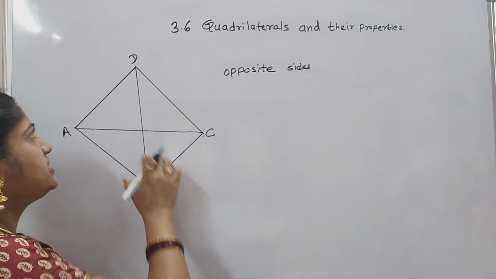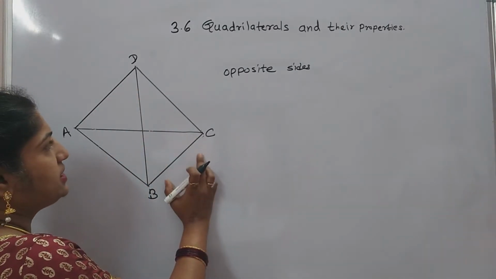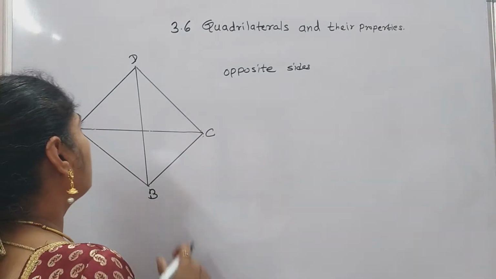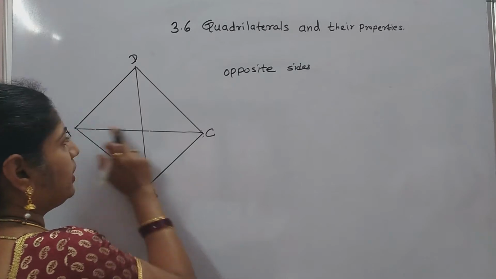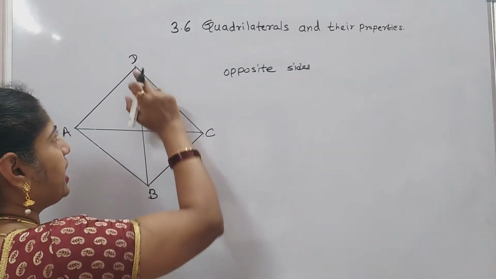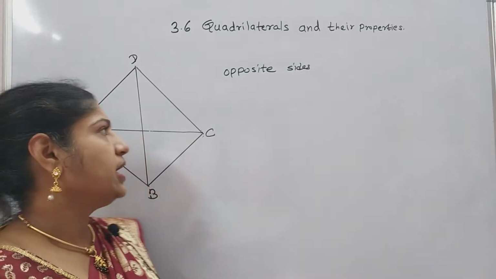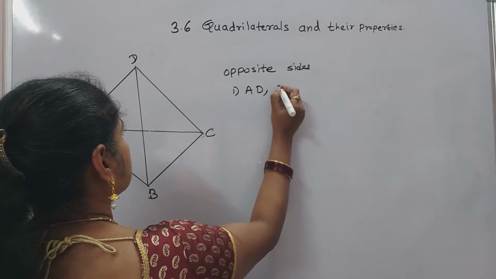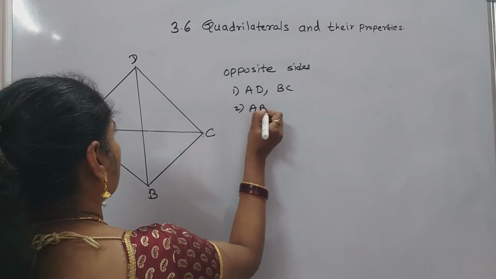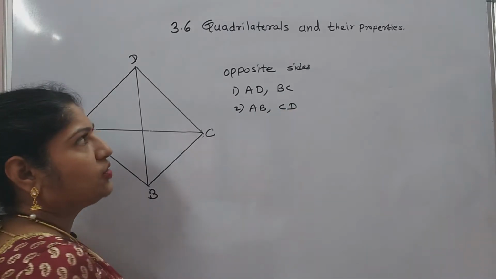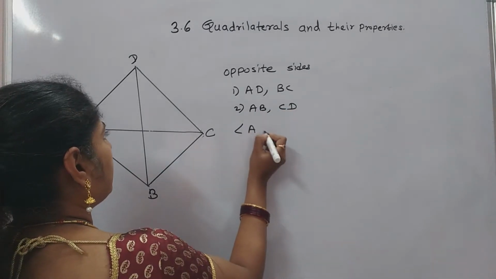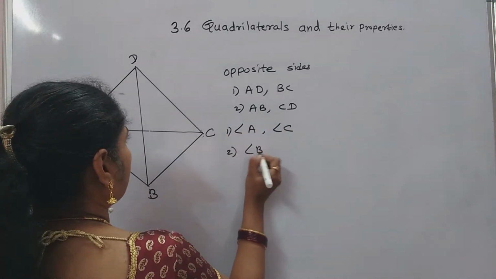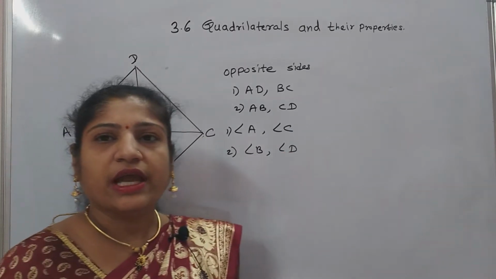Now, opposite sides: AD is opposite to side BC, AB is opposite to CD. These are the pairs of opposite sides. Now, pairs of opposite angles: angle A and angle C, angle B and angle D. These are the opposite angles.